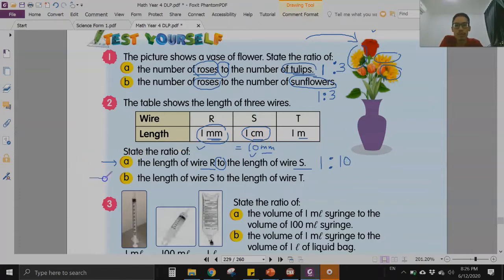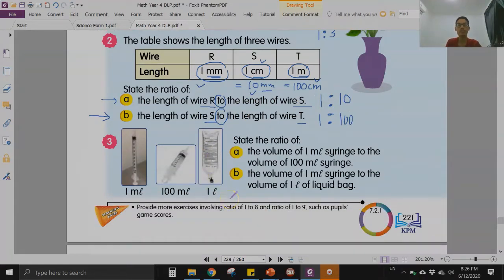For question B, state the ratio of the wire S to the wire T. So put the colon in the middle. S is 1 cm, T is 1 meter. So we change the meter to cm first. 1 meter equals 100 cm. Now that the units are the same, we can write the ratio. S is 1 cm, T is 100 cm. So the ratio would be 1 to 100.